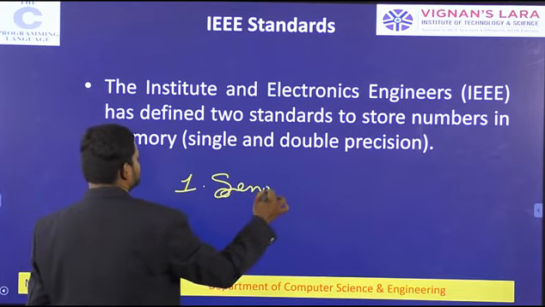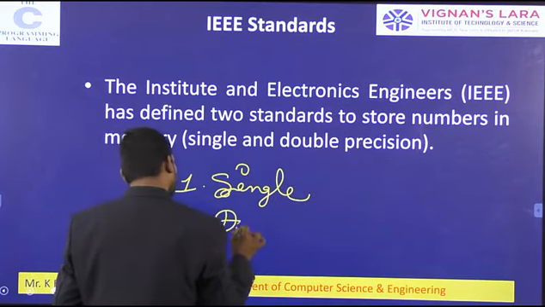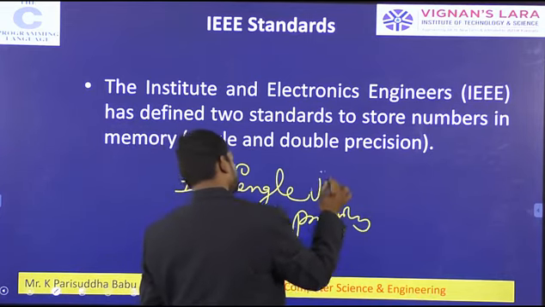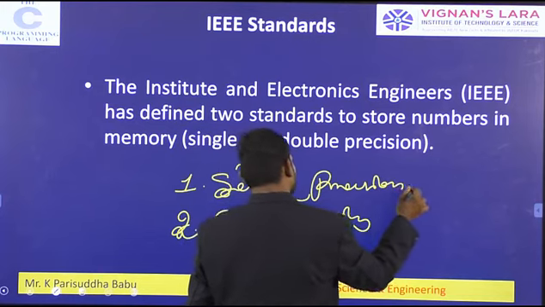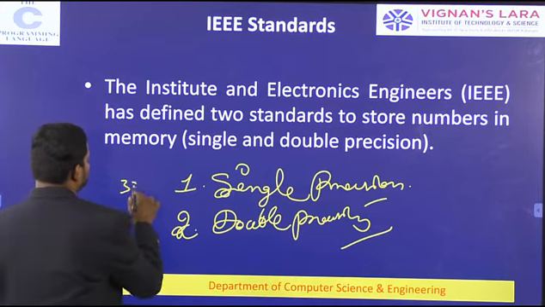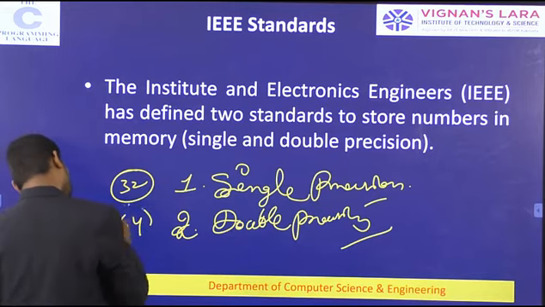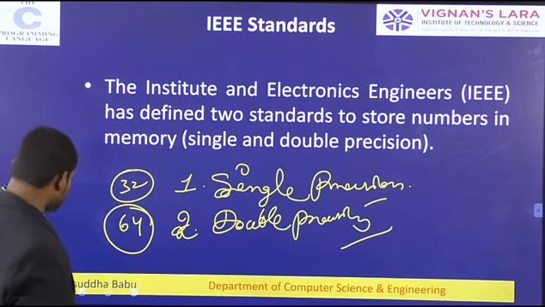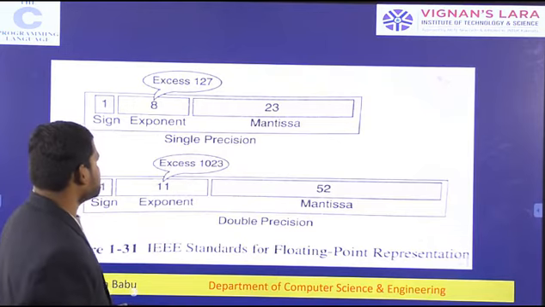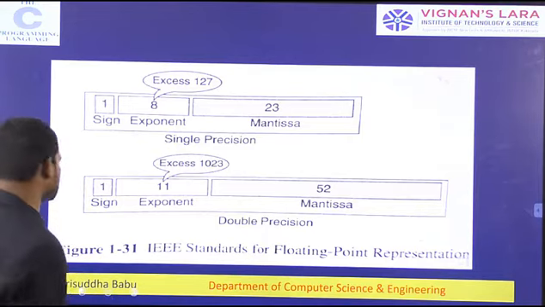The first one is single precision. The second one is double precision. Single precision is stored with 32 bits and double precision is stored with 64 bits. Okay. However, how are those stored? Single precision uses excess 127 and double precision uses excess 1023, the IEEE standard excess code.